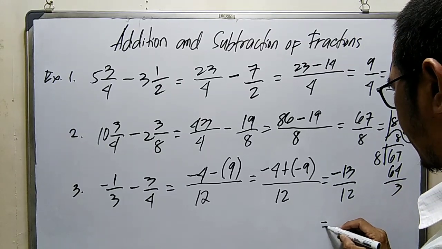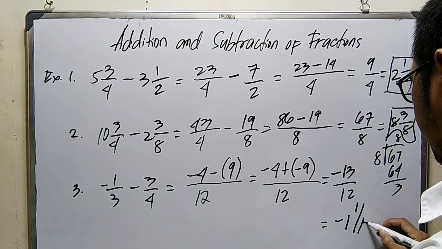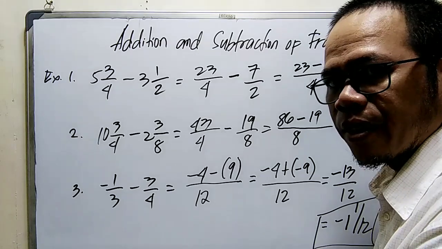Okay, dito na lang tayo sa baba. Or negative 1 and 1 over 12. So this is your final answer sa example number 3.